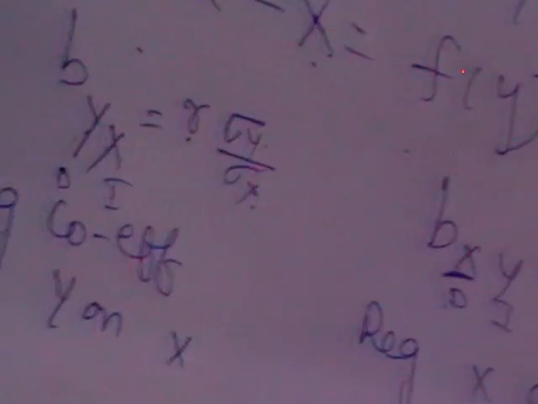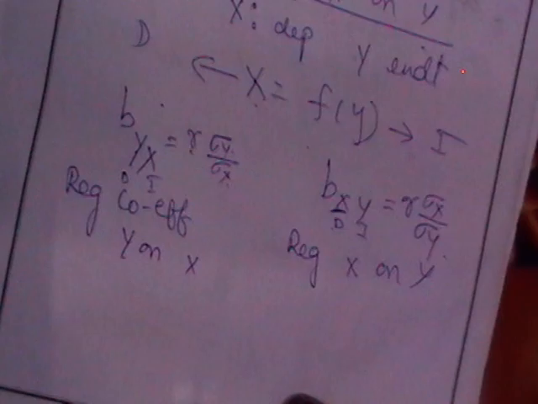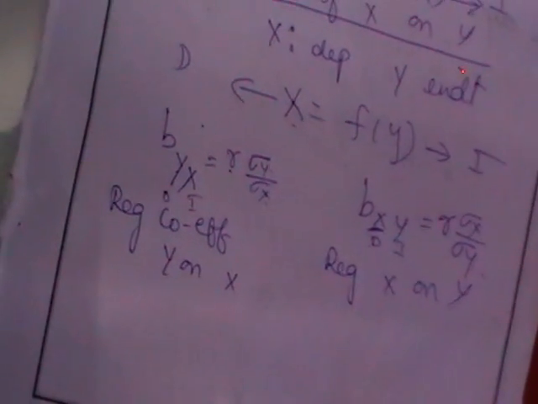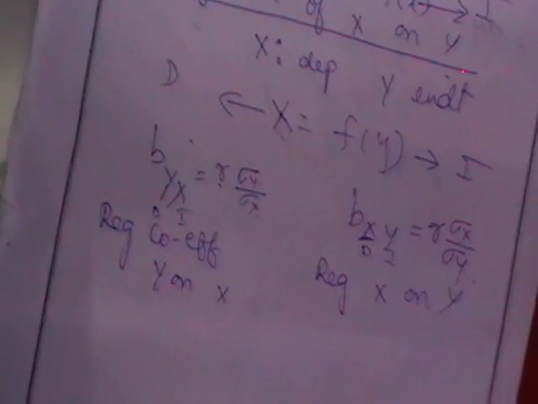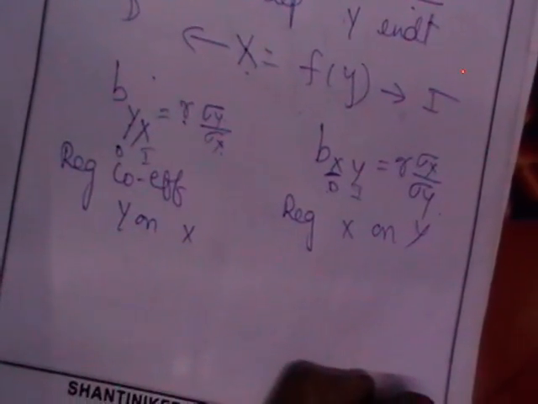So using regression, we can estimate the value of one variable when the value of the other variable is given. You will have two regression lines: x on y, where x is the dependent variable, and y on x, where y is the dependent variable. And these are the two regression coefficients.